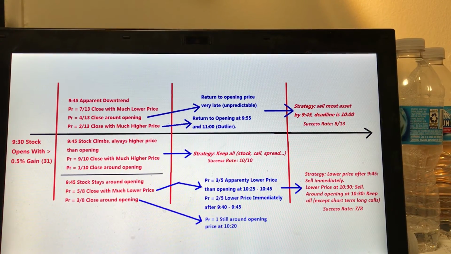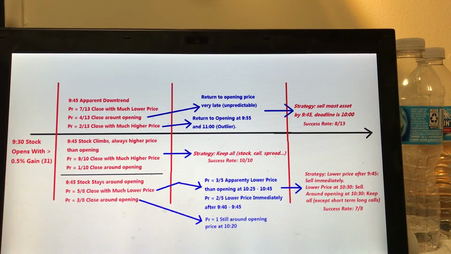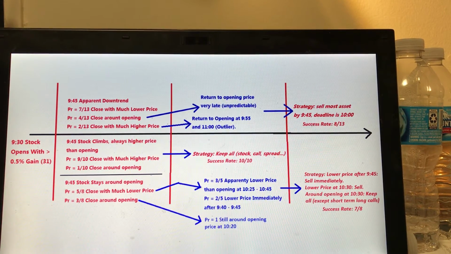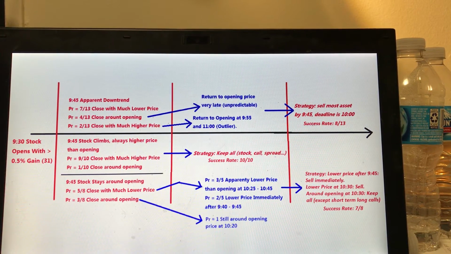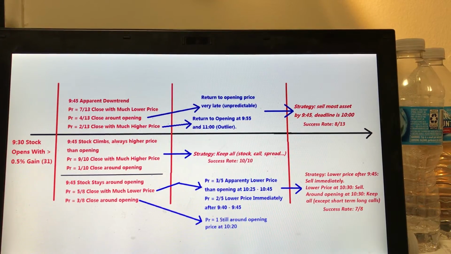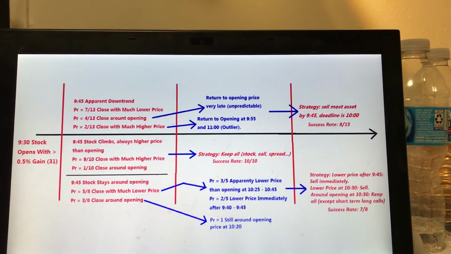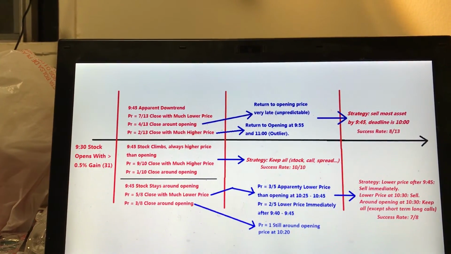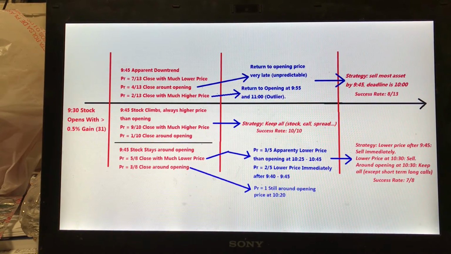So this is our case. If you see a lower price after 9:45, you sell all of your assets, and your deadline to wait is until about 10:30. If you didn't see an apparent drop by 10:30, then you're likely to keep your asset. Our success rate in this case is 7 out of 8, which I also believe to be a reliable strategy. So this is our analysis for if the stock opens at a high level.